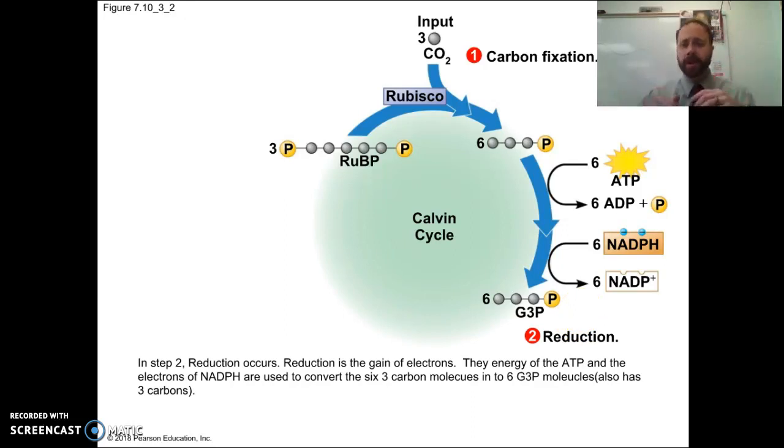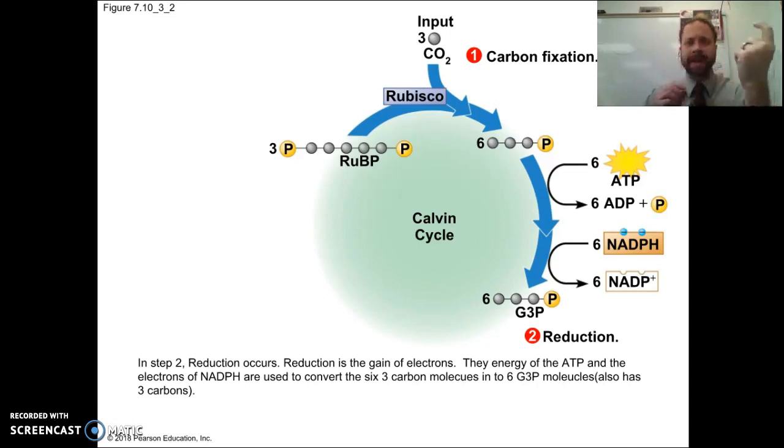So this is called reduction. And what I need to remember here is OIL RIG. Oxidation is losing, and reduction is gaining. What are we losing and gaining? Electrons. How? Well, all atoms have electrons that orbit the nucleus. So when we take an atom from one molecule and attach it to another molecule to make a different compound, what we've done there is transfer electrons.